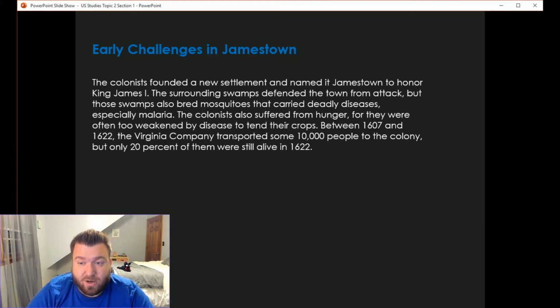You know, you send over 10,000 people, but then at the end you only have 2,000 still alive. That means 8,000 people died in this colony. That's a lot of graves to dig.